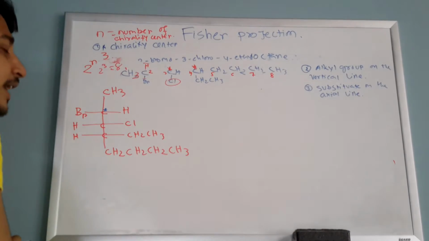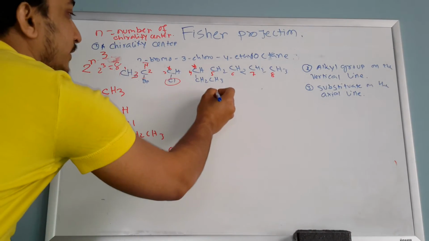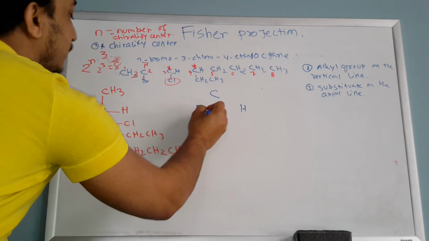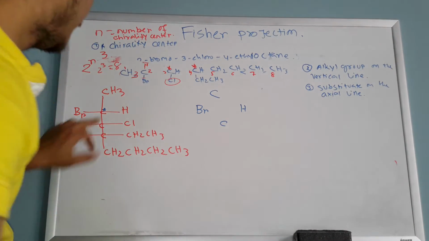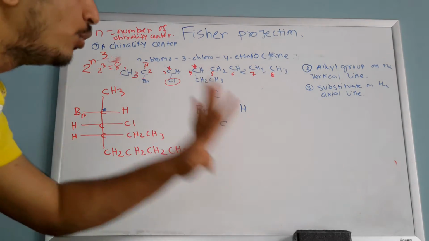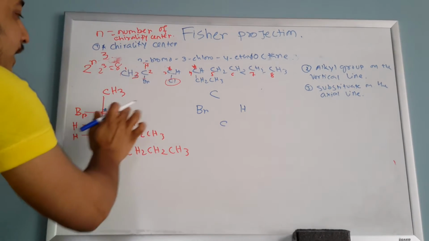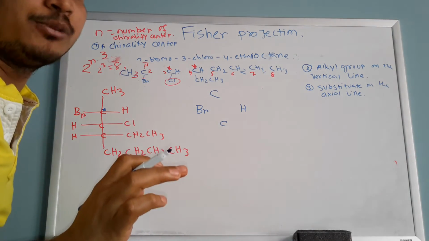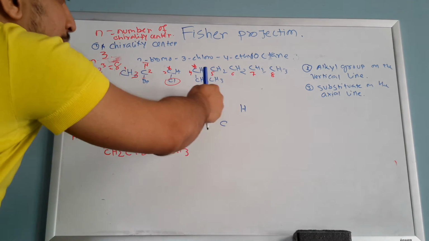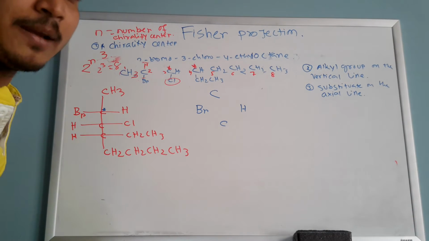How is my chirality center carbon filled up? It is filled up with carbon, hydrogen, bromine and carbon. This chirality center carbon is directly connected with 4 different things: bromine, carbon, carbon and hydrogen. Right now tell me, between these 4, which atomic number is high? Bromine atomic number is high.